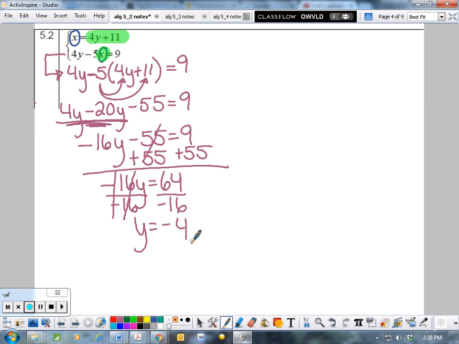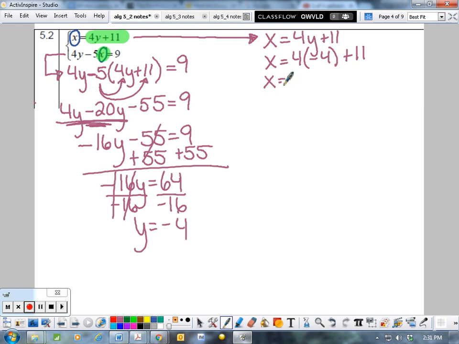So now I have my y value. I'm halfway there. I still have to find the x value. So I'm going to go back to my original x equals equation, just because that one's easier; I could use the other equation if I wanted to. So x equals 4y plus 11. And since I know y is negative 4, I'm going to rewrite it with negative 4 instead of y. So now 4 times negative 4 is negative 16. And then negative 16 plus 11, or 11 minus 16, is negative 5.